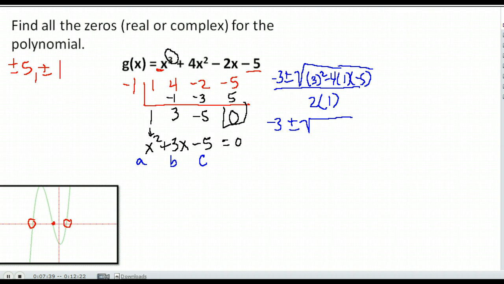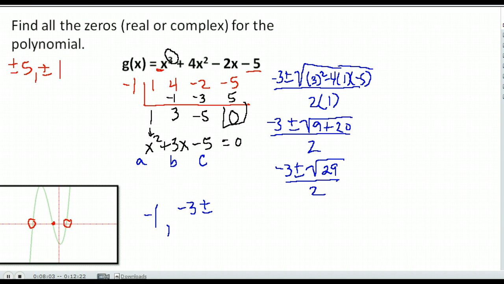So we have -3 plus or minus the square root of 3 squared is 9. -4 times 1 times -5 is a positive 20, all over 2. And go ahead and add those, and that is as simplified as this one is going to get. There are my other two zeros. So my answer is -1 and then -3 plus or minus the square root of 29 over 2.